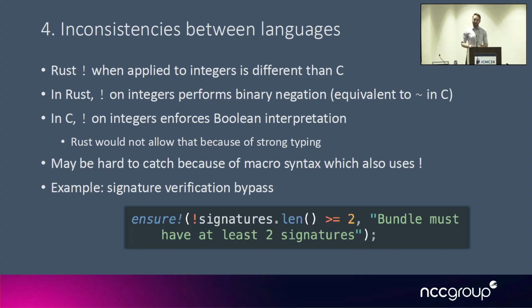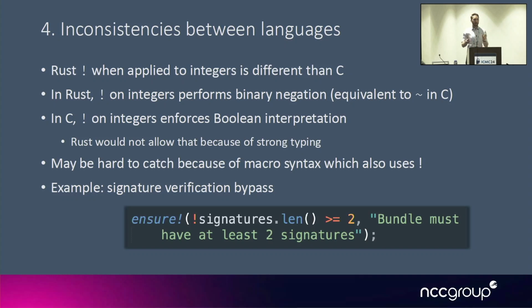The fourth theme I want to talk about is inconsistencies between languages. Here we're going to look at two operators. The first one is the not operator, which behaves differently between Rust and C, for example. So in Rust, when applying this exclamation mark operator to integers, the behavior is different from C. In C, you may know that this will enforce Boolean operations. So if we do a not of 0, it's going to be a positive value, which is going to be interpreted as true. But in Rust, the exclamation mark operator performs a binary negation, which is equivalent to the tilde operator in C.